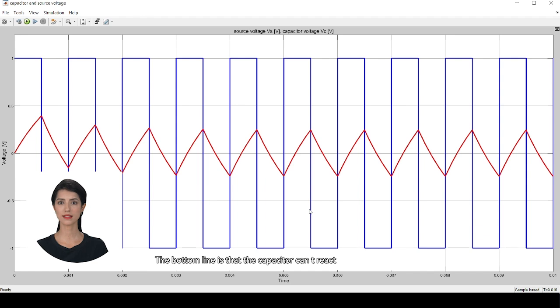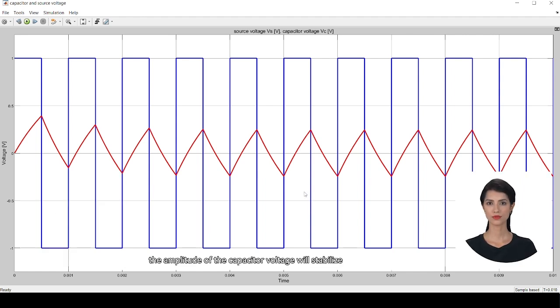The bottom line is that the capacitor can't react quickly enough, so the amplitude of the capacitor voltage ends up being much smaller than that of the source voltage. It's no surprise that if we push the frequency even higher, the amplitude would shrink even more. This really underscores the importance of the time constant. You need to compare it with the period of the alternating signal to understand how the capacitor will behave. Over time, the amplitude of the capacitor voltage will stabilize, but in the beginning, it's a bit chaotic as the capacitor adjusts. This initial phase is known as the transient response.